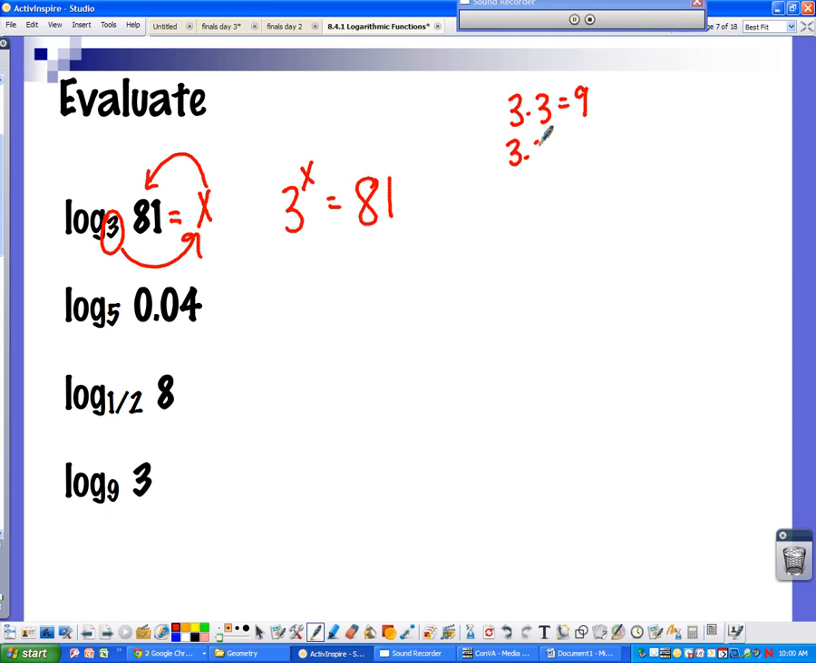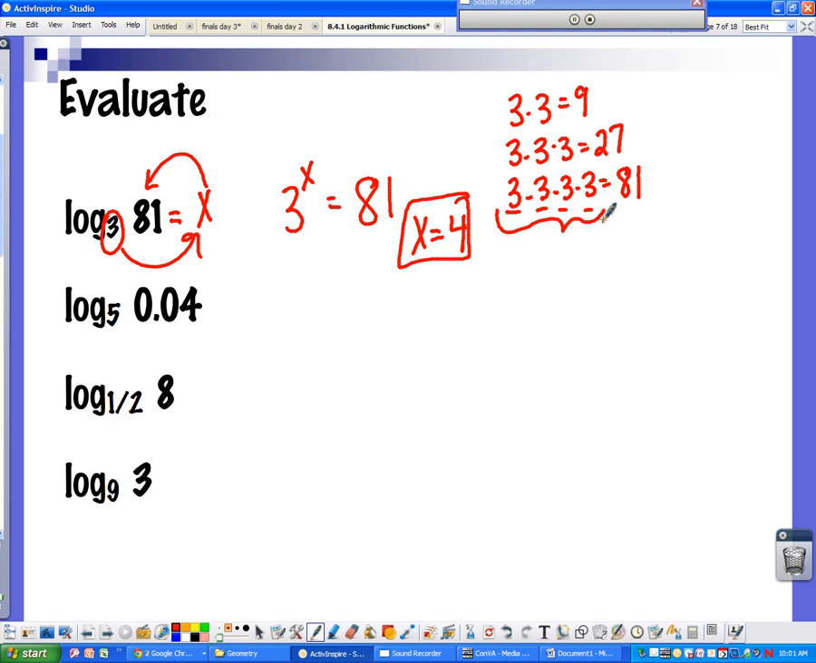Well, 3 times 3 gives me 27. Okay. 3 times 3 times 3 times 3. So if I do it 4 times, the answer is 81. So since it's an exponent, I multiplied 3 4 times. So the answer in this case would be x equals 4, because I have 4 3's. Okay. All right. Number 5, or the next one.